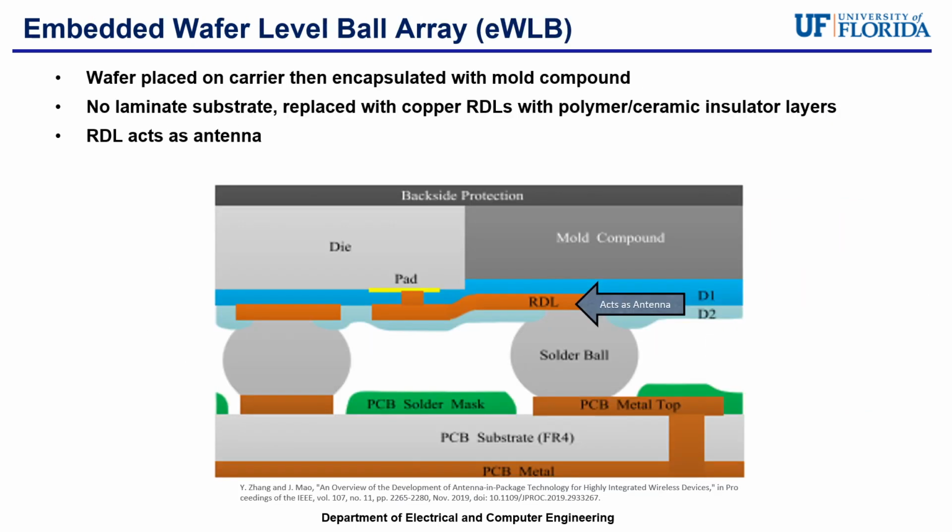The final conventional AiP technology I will be covering is the embedded wafer level ball grid array, which is also known as eWLB. This is a wafer level packaging where the wafer is placed on a carrier and then encapsulated with a mold compound. As stated previously, there is no laminate substrate with this method. It is instead replaced with copper redistribution layers that have polymer or ceramic insulator layers. In this method, the redistribution layer acts as an antenna, as shown in the figure below.